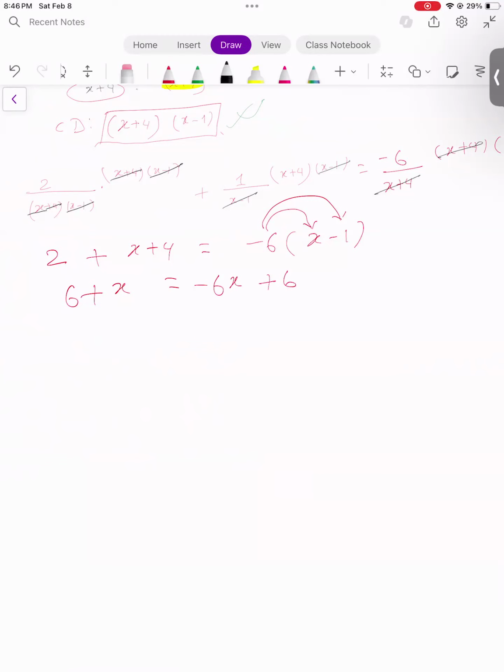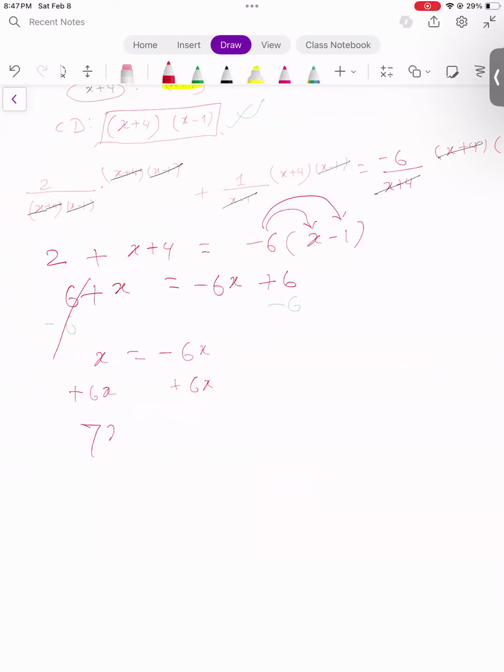Now this is a linear equation. We all know how to solve it. So you subtract 6 on both sides. Okay, this is gone. x equals negative 6x plus, oh, that is 0. Now let's collect x together. So we add 6x on both sides.